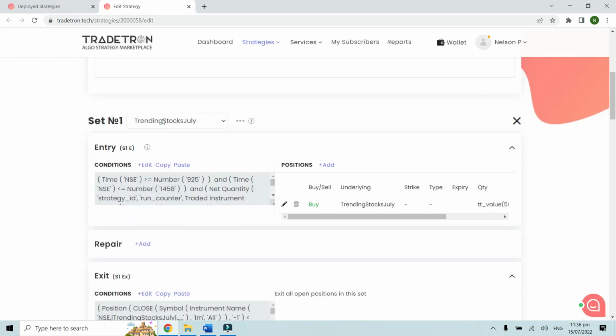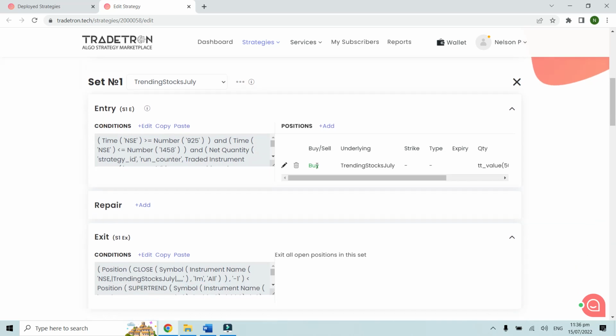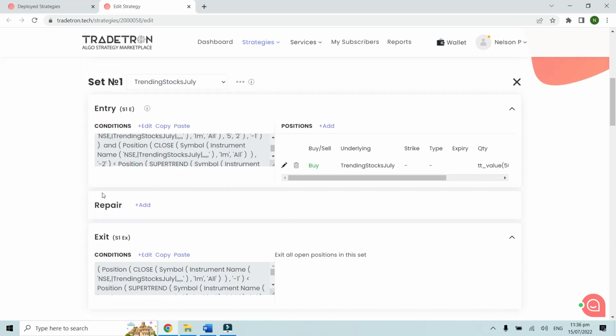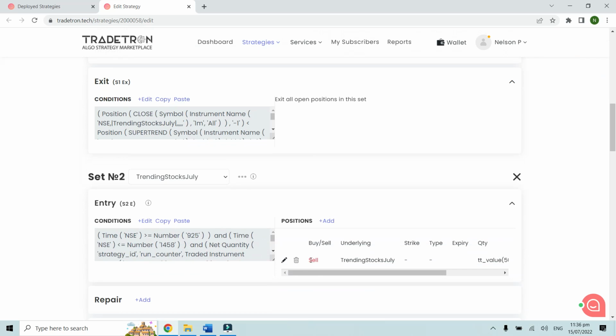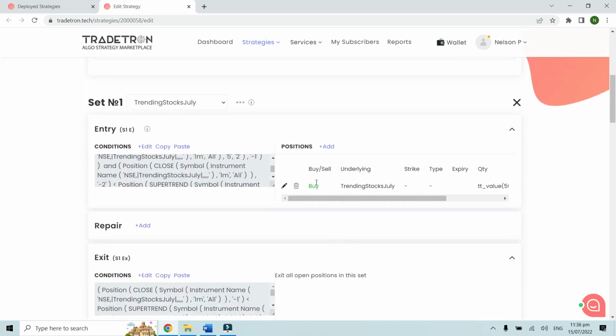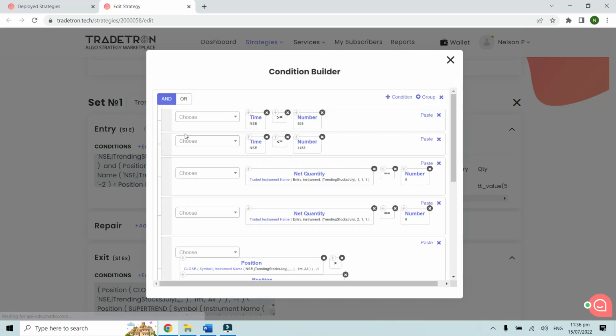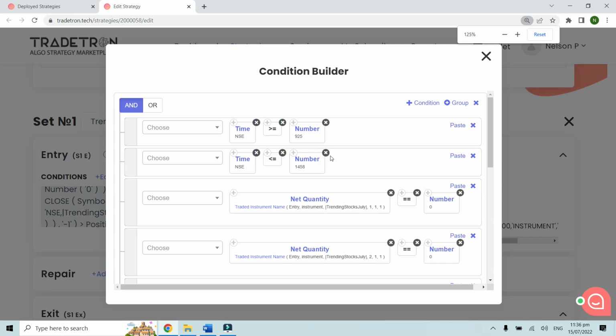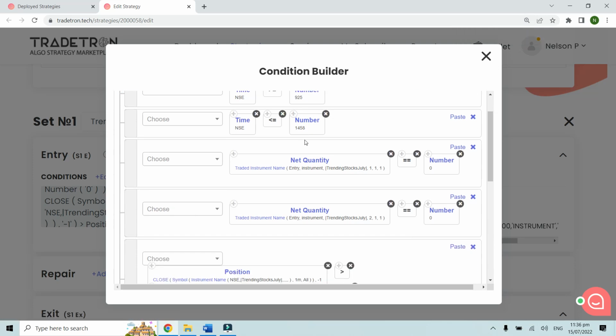So once I have created this list, what I want to do is enter into the buy side of this particular list only one time, and from set number 2 I want to sell the list of stocks only one time. All right, so this is for the sell part and set number 1 is for the buy part. So we will see the buy side entry for this particular list of stocks. So we are taking this trade on the buy side between 9:25 and 2:58 p.m. I will just zoom in to make it a little more clearer. So between this time we are taking the trade.